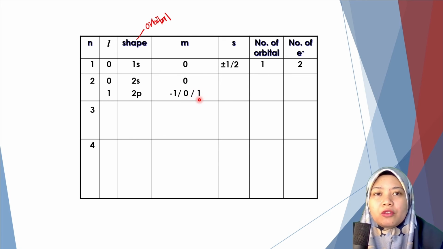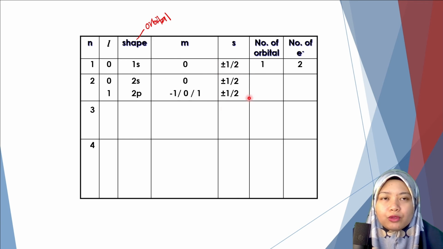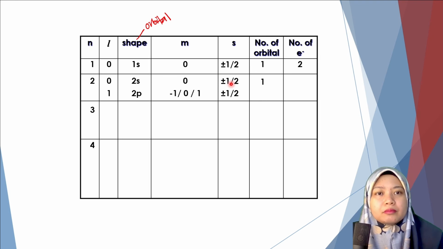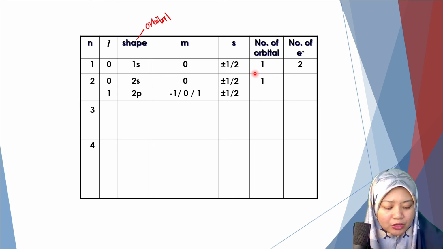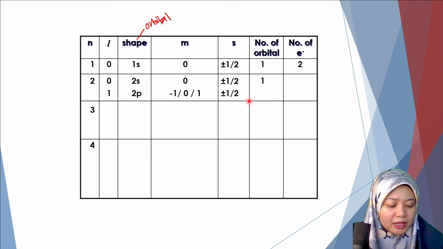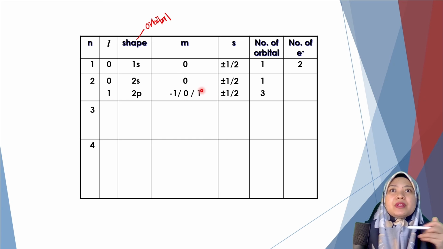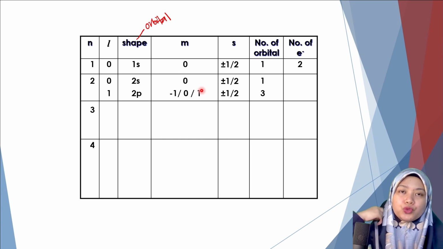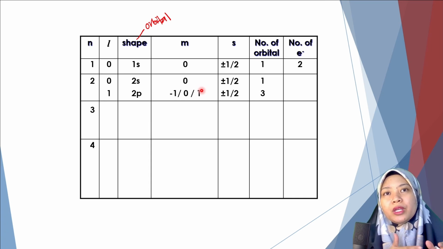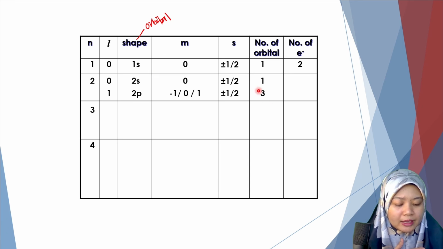The value of S is the same because an electron has only 2 values for S. Number of orbitals: for 2s it is 1, because we have only 1 orbital. For 2p, how many? We have 3 types of m, so the number of orbitals is 3. There are 3 orbitals here, because 3 values of m represent 3 orientations of 2p, or there are 3 ways to draw the 2p orbital. So the total for 2p is 3 orbitals.